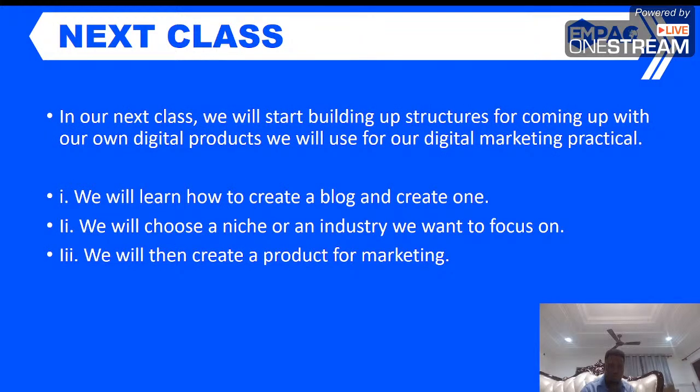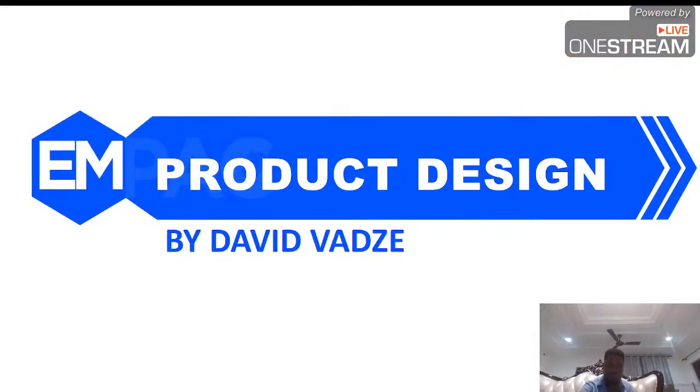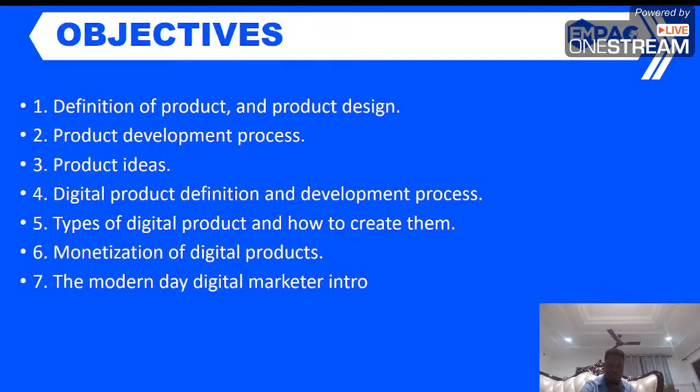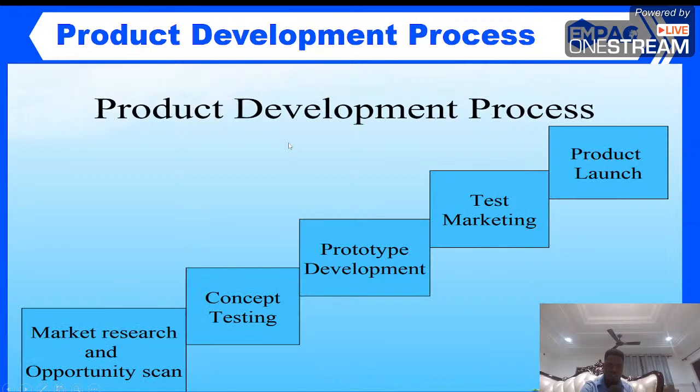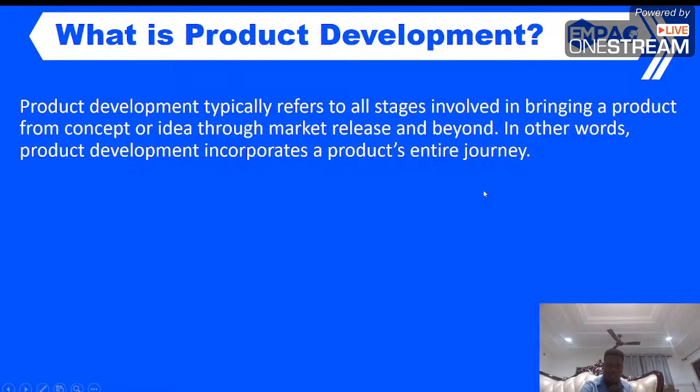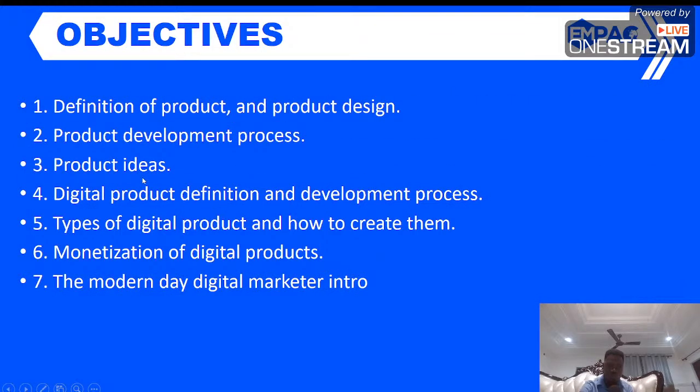So now, this brings us to the end of today's class. Let's go through the objectives to see if we have achieved our aims for today. Let's look at the first one, definition of a product. We looked at product design, we've done that. We also looked at the product development process, which we spoke about theoretically. Then we looked at product ideas, and the digital product definition and development process.